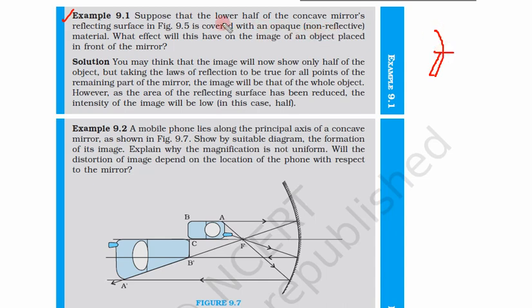So the lower half is non-reflecting, that has been made opaque. Will we see the object only half? No. The answer is no. We will see the complete image of the object. Only we have covered this portion, so the reflecting surface is now much more reduced. Hence the intensity of the image will be low. So the image will not be as sharp as in the first case, but the image will be complete. It will not be a half image.